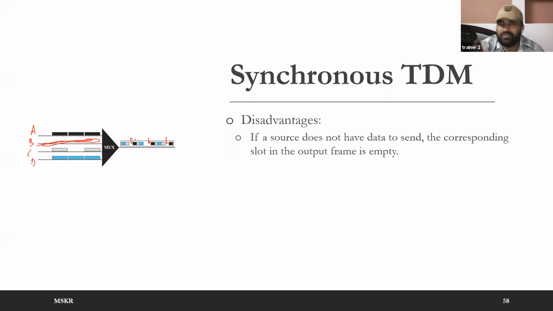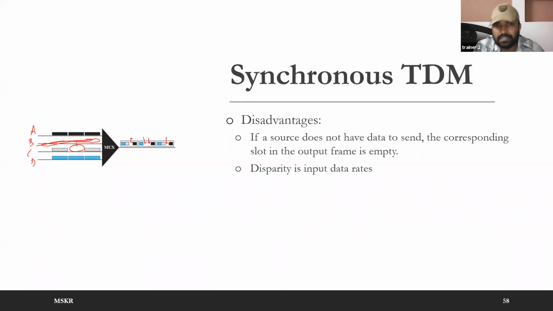That means you are simply wasting the bandwidth, even though the bandwidth is available. Okay. And if you see here, the C is not having data, so the C slot is also empty. So that is the main disadvantage of synchronous TDM. In synchronous TDM, if a user is not having any data, obviously you are going to lose some bandwidth. You are going to waste some bandwidth.